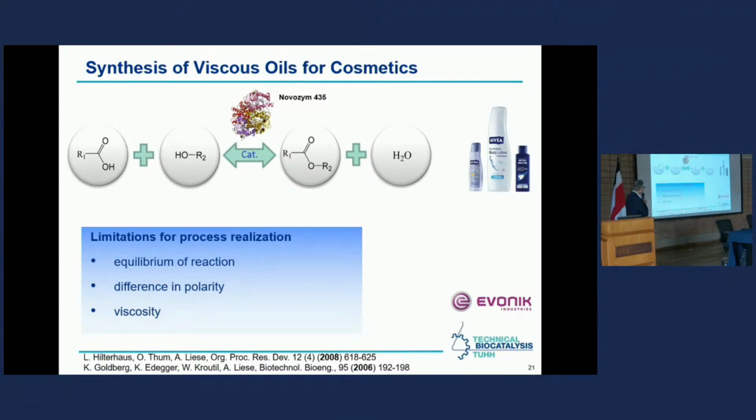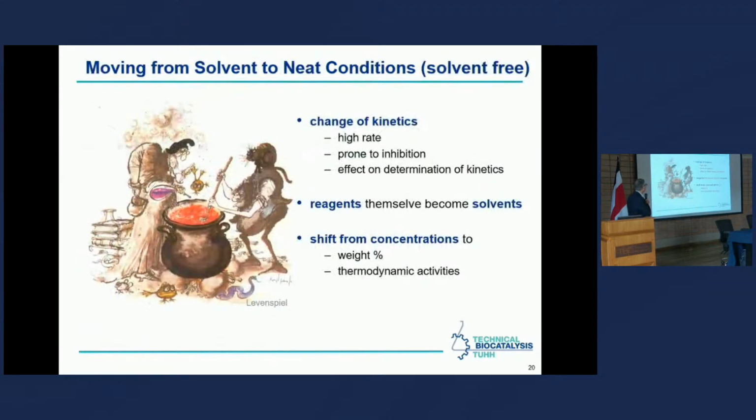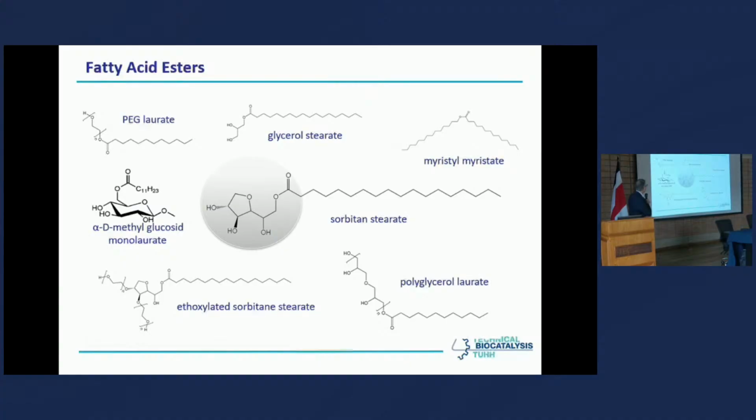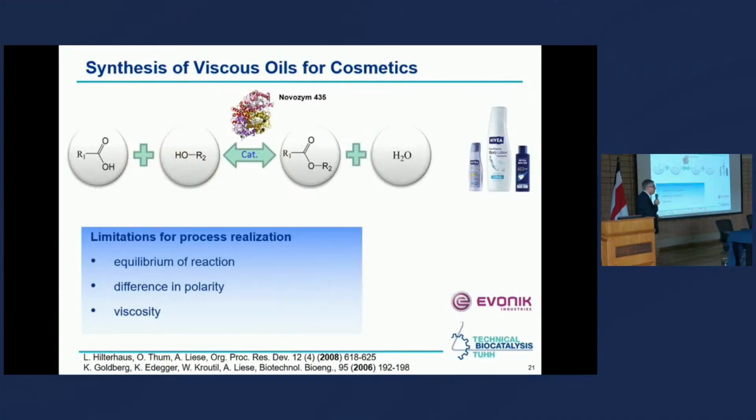So limitations are the equilibrium of the reaction, and sometimes differences in polarity. If the alcohol and the acid are very different in polarity, we might not have one phase, but multiple phases. We're not going into this right now, but this is one of the challenges depending on what product you're producing. And the third one is viscosity. These materials, often the esters you're producing, have a viscosity which is like honey. Yeah? So high viscosity, 1000 millipascal seconds in viscosity measures.